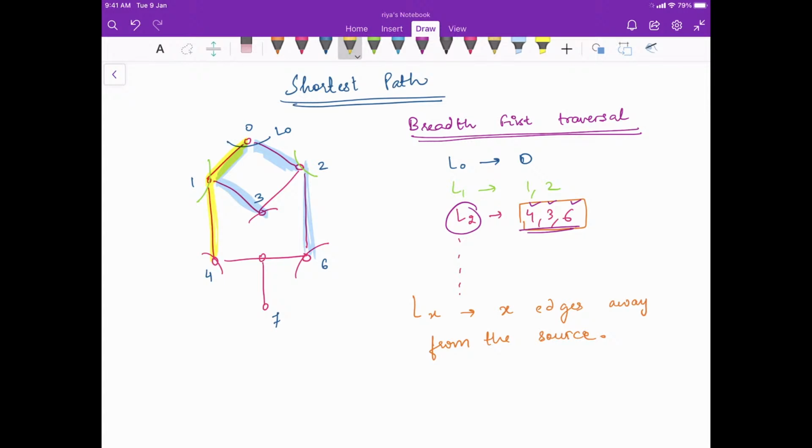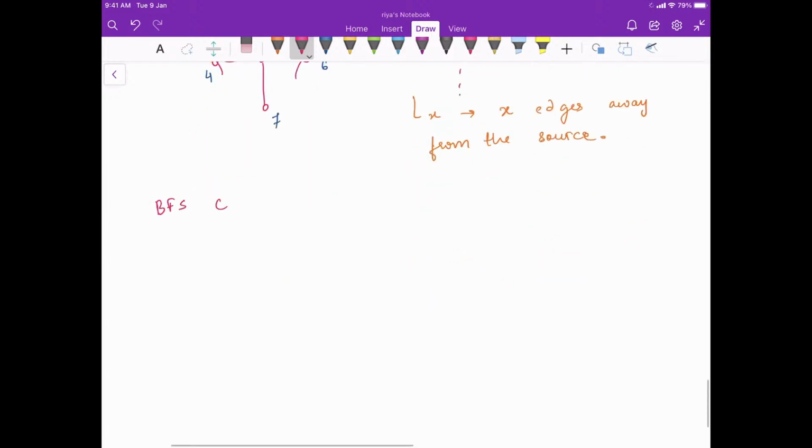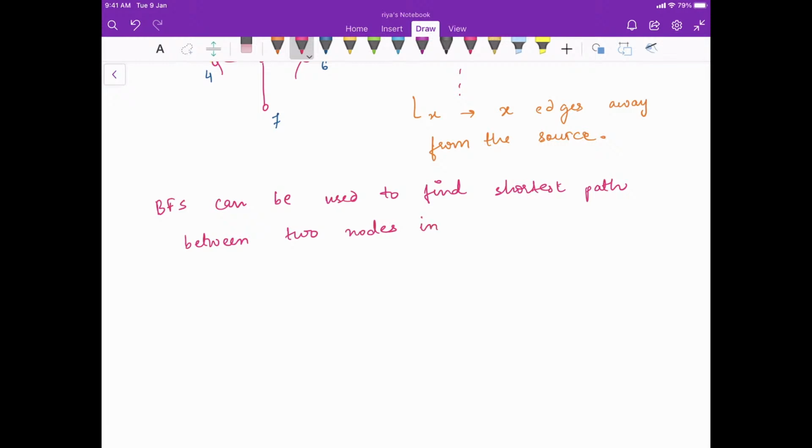That means all these nodes 4, 3, 6, their shortest distance from the root here 0 is going to be 2, correct? And that is defined by the level on which they are. So what we concluded here from this was that BFS can be used to find shortest path between two nodes in an unweighted graph.